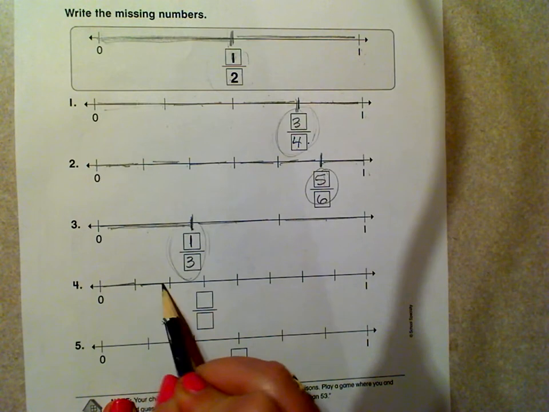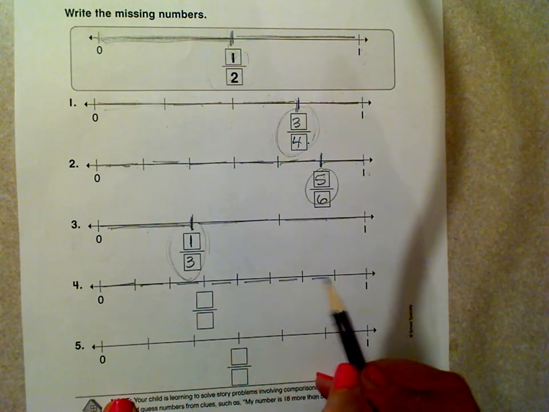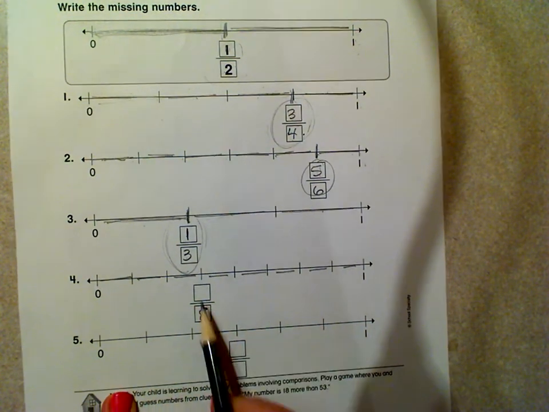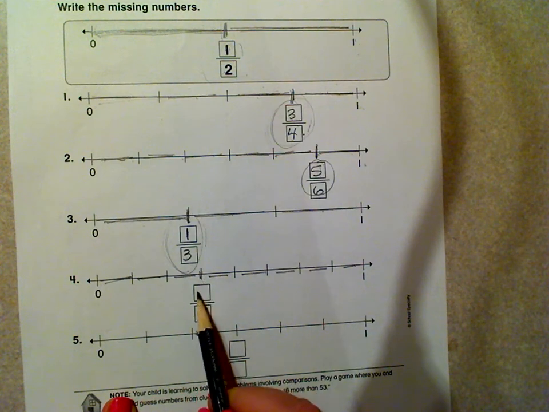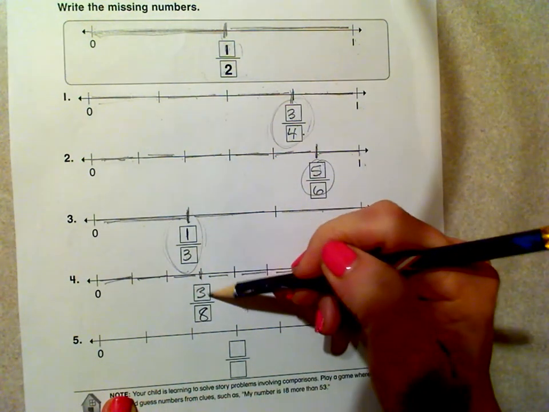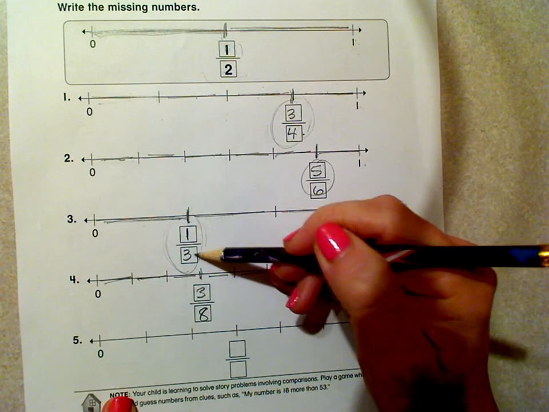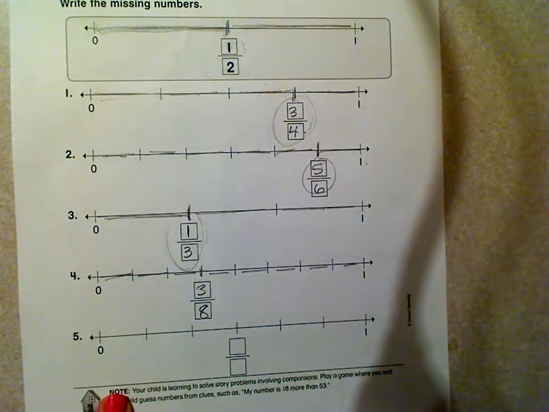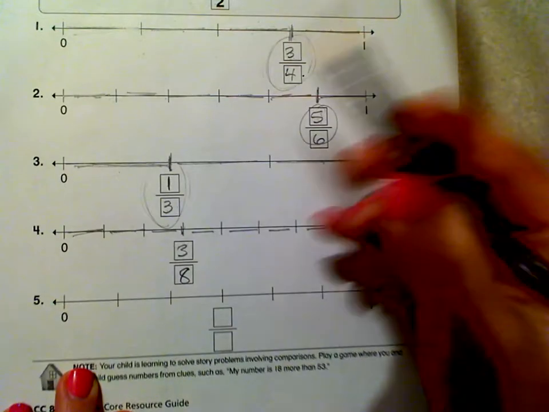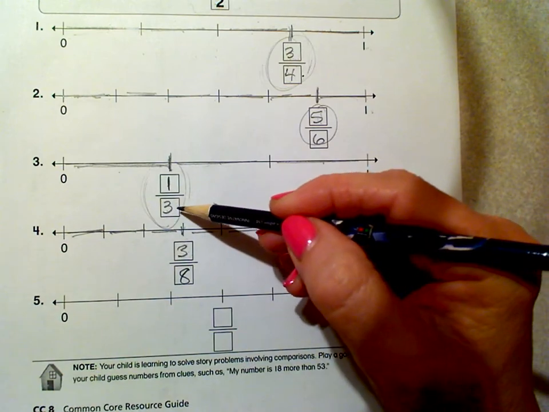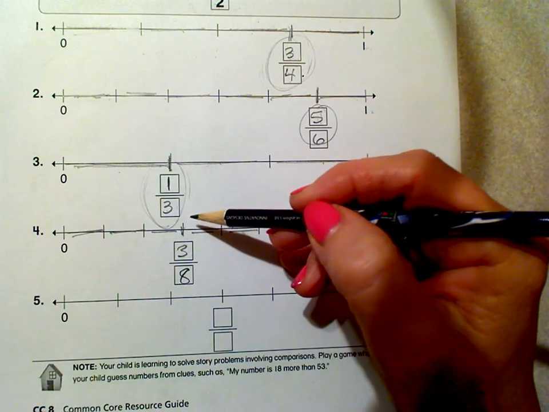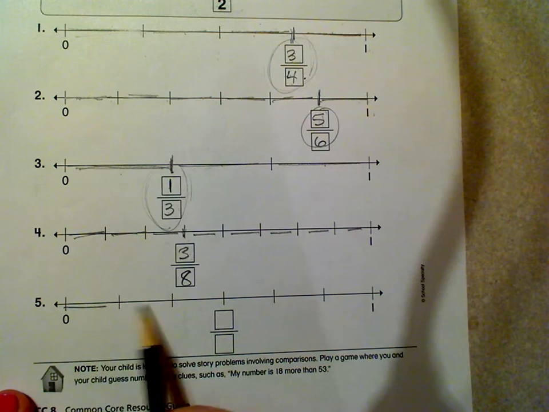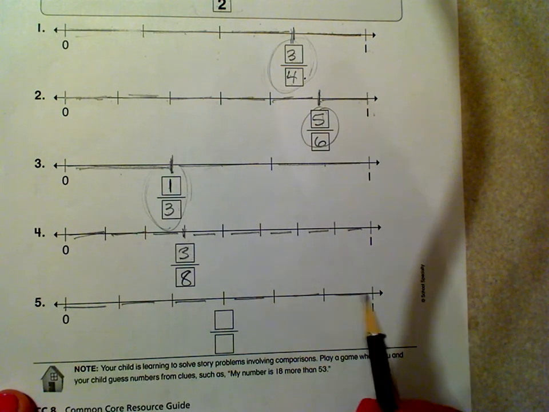This one, 1, 2, 3, 4, 5, 6, 7, 8. Okay, and how far is this? 3/8. Well, look how close 3/8 is to 1/3. So sometimes when putting those on a number line, it's easier to change to a decimal to know exactly which one is smaller. And then this last one, 1, 2, 3, 4, 5, 6.